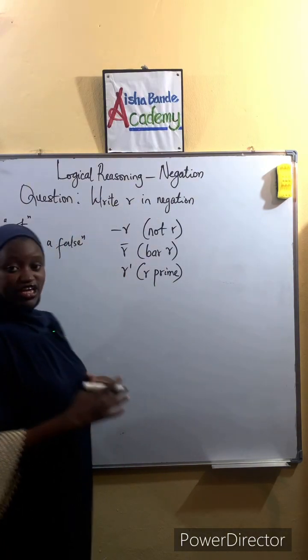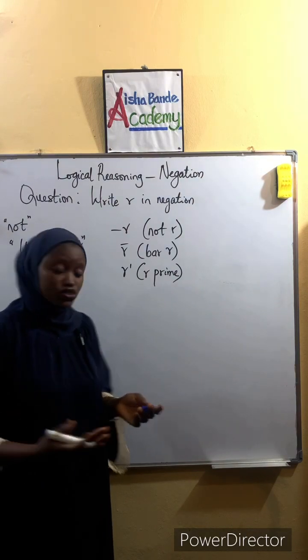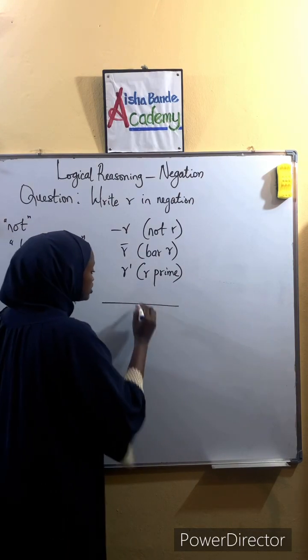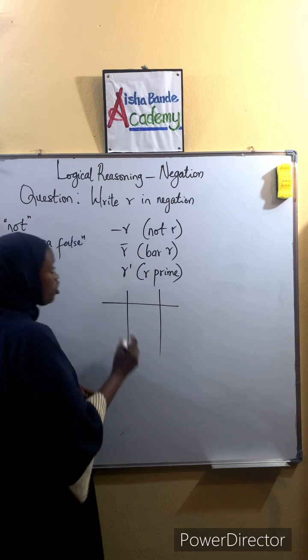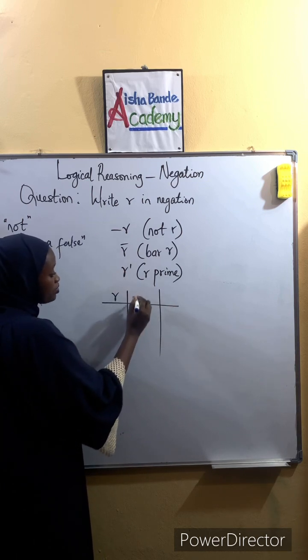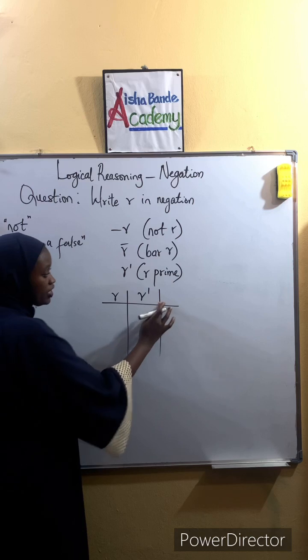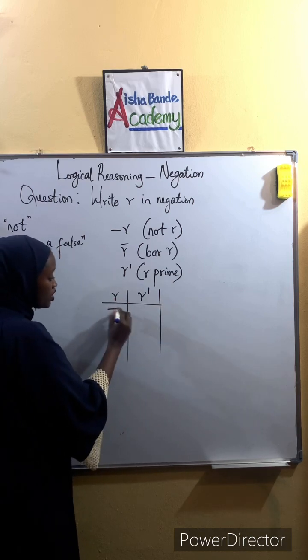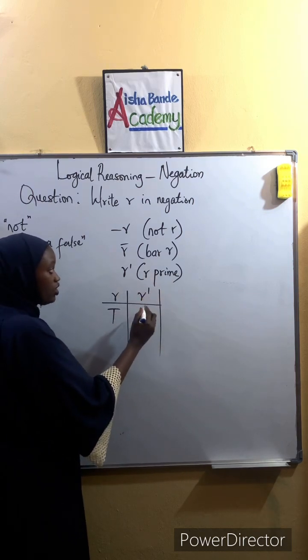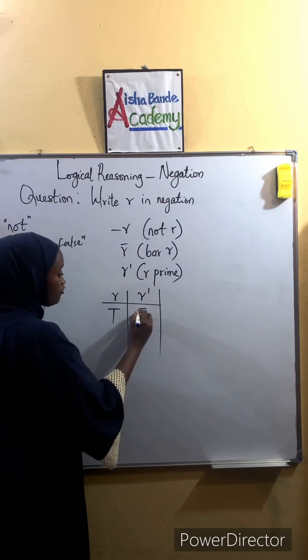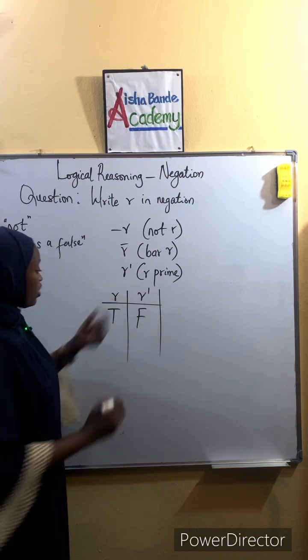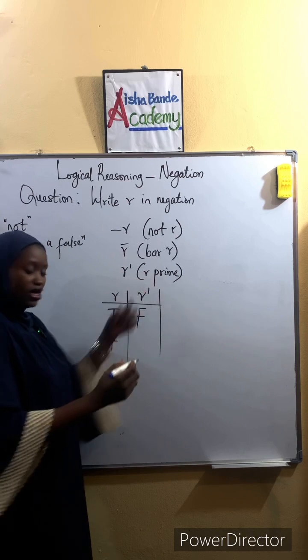For this, I can also draw a table which is called the truth table. For me to draw the truth table under this question, all I need to do is to write my R and my R bar. If my R is true here, then that means the R bar or minus R is false. And if the R is false, then that means the R bar is true.